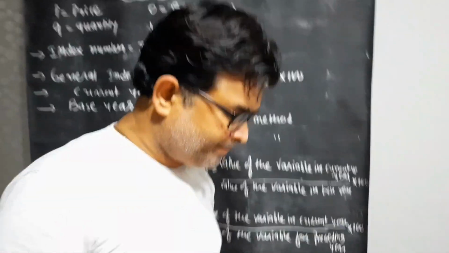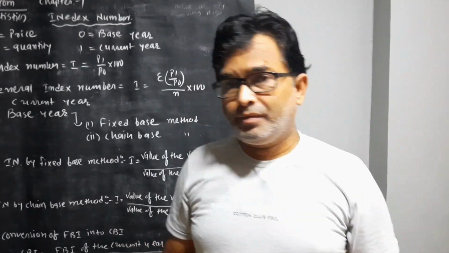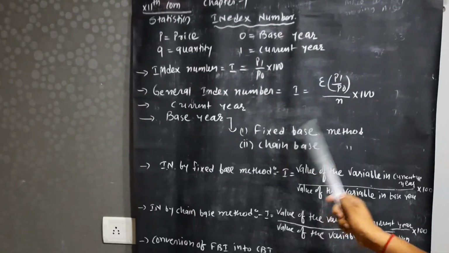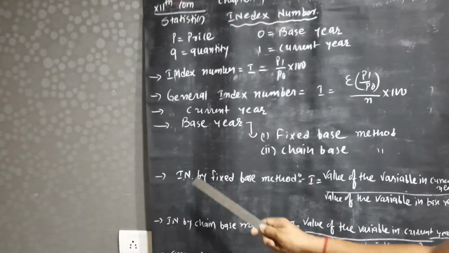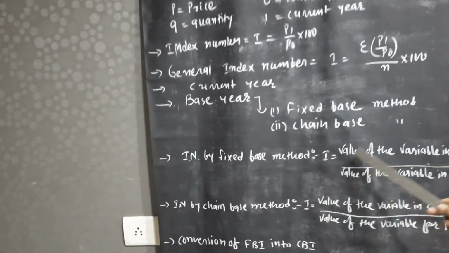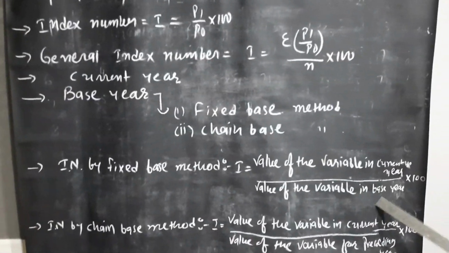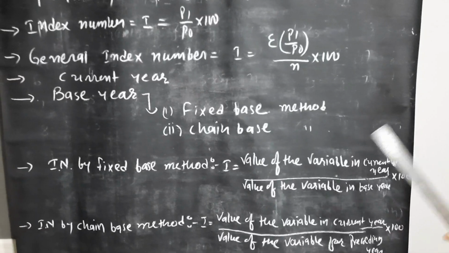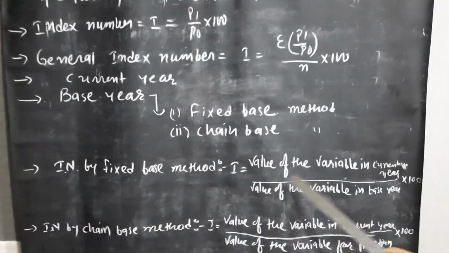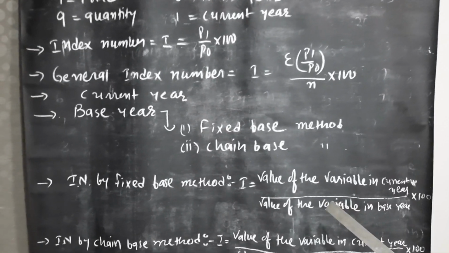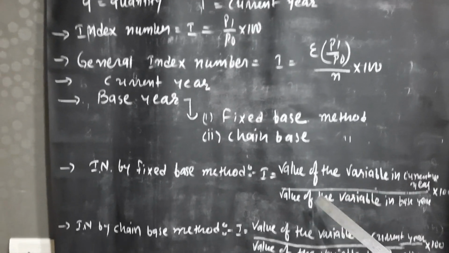Pause for a minute. Now, let's understand the formulae for the fixed base method and the chain base method. Index number by fixed base method: I is equal to value of the variable in the current year upon value of the variable in the base year into 100. In this, the base year remains the same. It is fixed. For all the years, one particular year is taken as the base year.